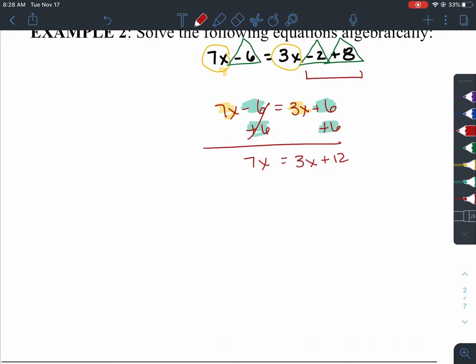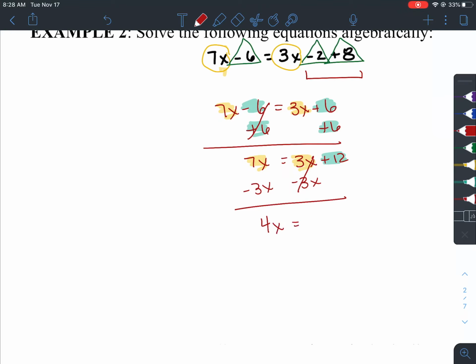So now I have my variable on both sides, constants on the other. I'm going to subtract 3x from both sides. And now I have 4x equals 12. So now I'm in the great position that we like to be in. So now it's 4 times x, so I'm going to divide by 4 to both sides, and we're going to be left with x equals 3.